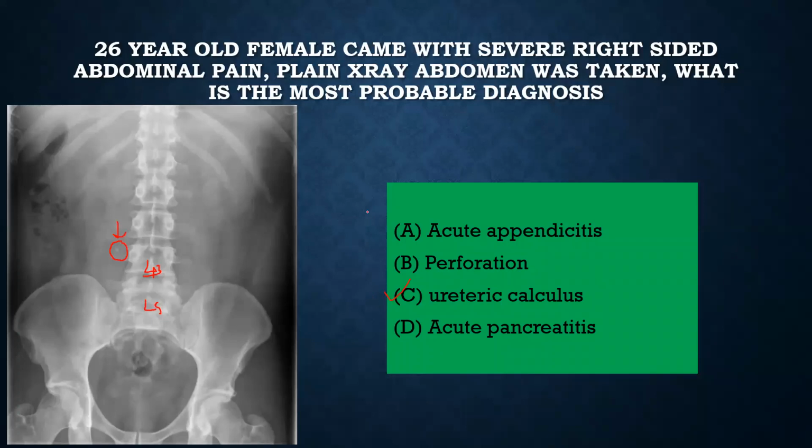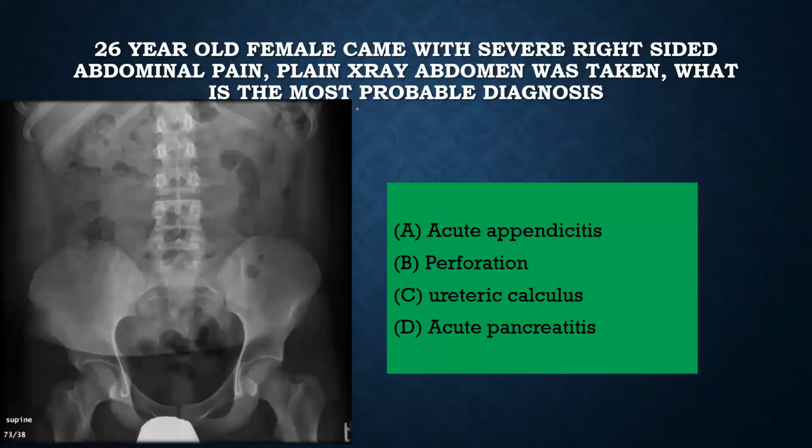Moving forward to the next question. Okay, so this is another same history: a 26-year-old female with a severe right-sided abdominal pain. So again she came for the same complaint. An X-ray abdomen was taken for this patient. So what is the most probable diagnosis for this patient? Please give your answers.